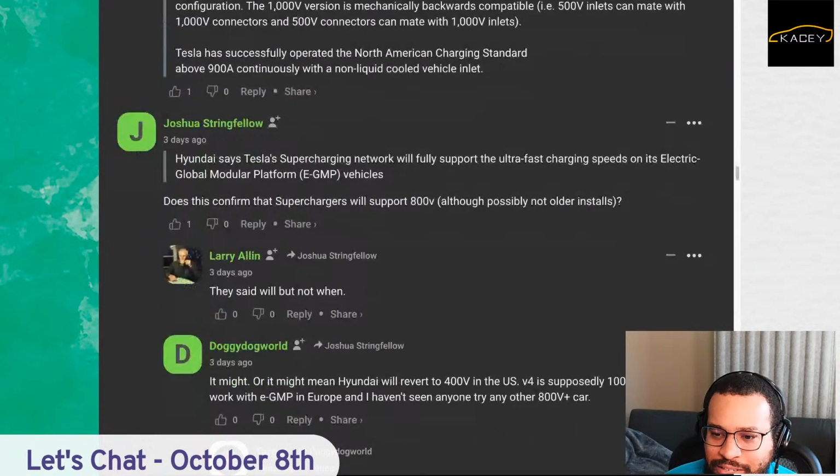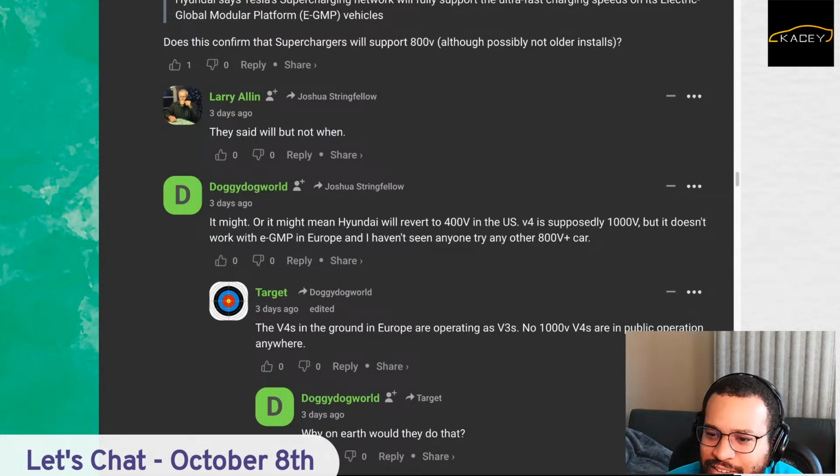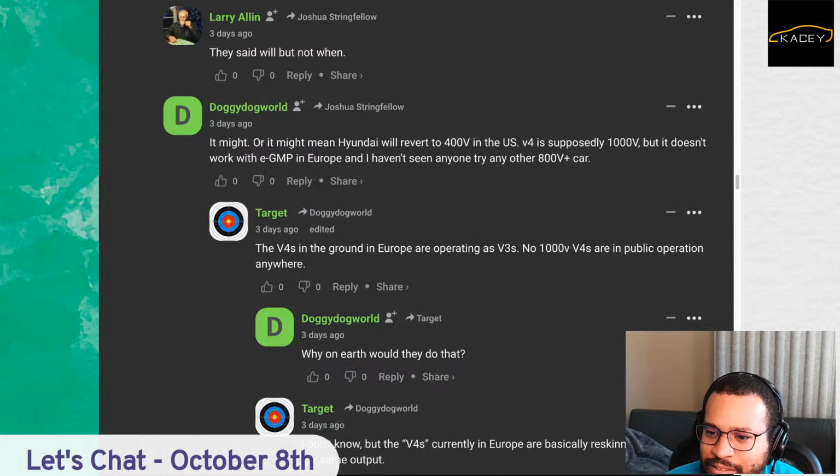Does this confirm superchargers will support 800-volt, although possibly not on older installs? I don't see them going back and doing anything with V2s, but yeah, they said will, but not when. Or it might mean that Hyundai will revert to 400 volts in the US. That's not going to happen. And then you still got the adapters.